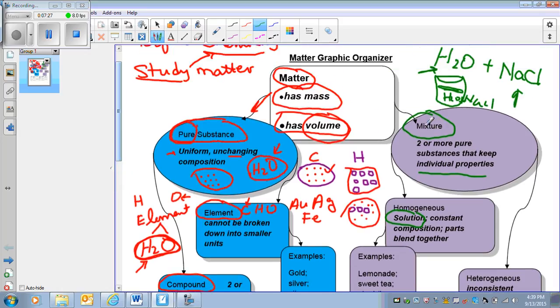When you drink that salt and water, if you have stirred it, it will taste the same no matter which sip you take. For example, when you dissolve sugar in coffee, every sip of the coffee is equally sweet. That means the parts are blended together and they have a constant composition. Whether it is the first sip or the last sip, it is going to be equally sweet. So that is a homogeneous mixture, and a solution is an example of a homogeneous mixture.